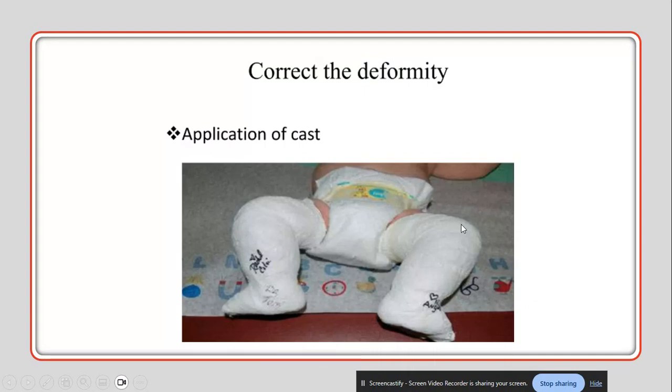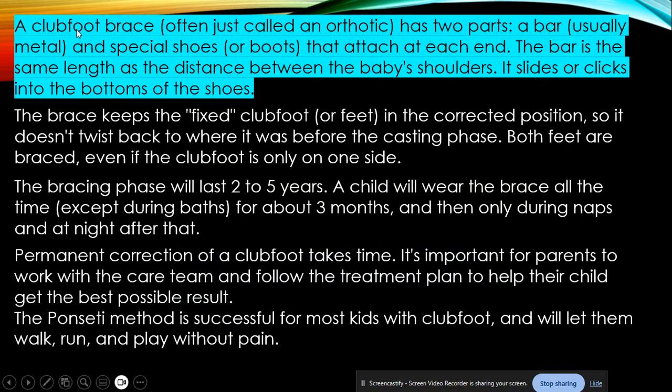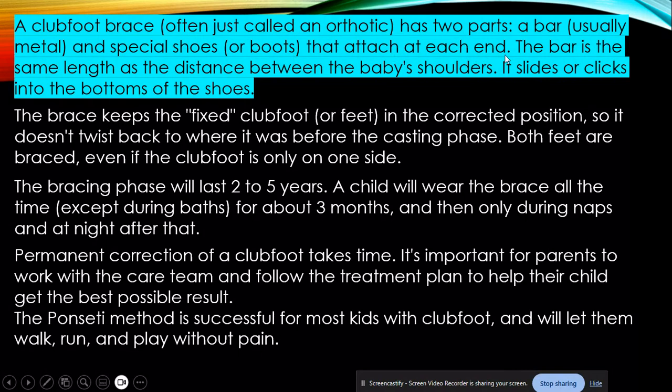All right, so to correct the deformity, like I said, the only way you can do it is by creating a cast to make sure that the foot is actually at the right location. All right, so the clubfoot brace, often just called an orthotic, has 2 parts: a bar, usually metal, and special shoes or boots that attach at each end.